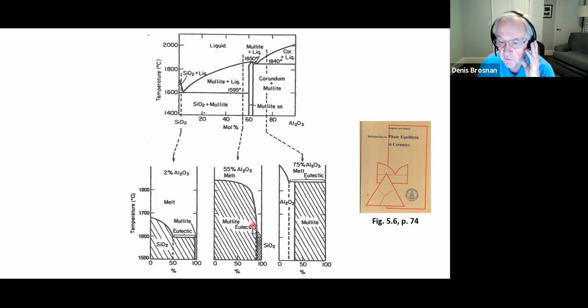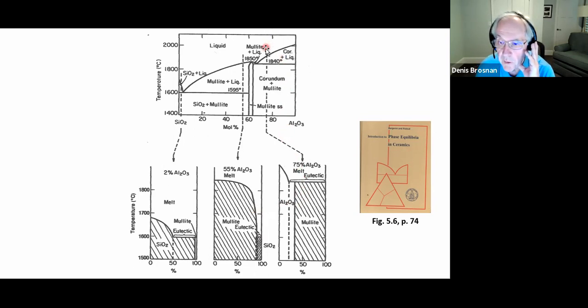Excuse me, where the solidus temperature is on heating. So the mullite, being more refractory, is going to persist on heating. And the silica that's present, this little section over here, as I read, is going to be present as well. Here's the composition of 75% alumina.